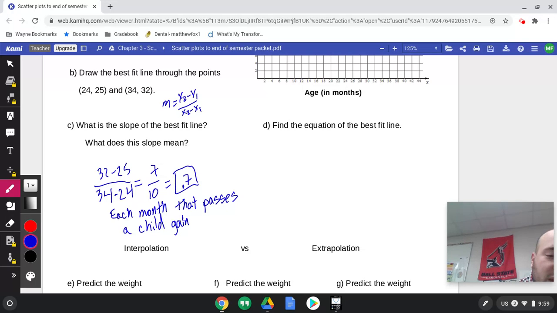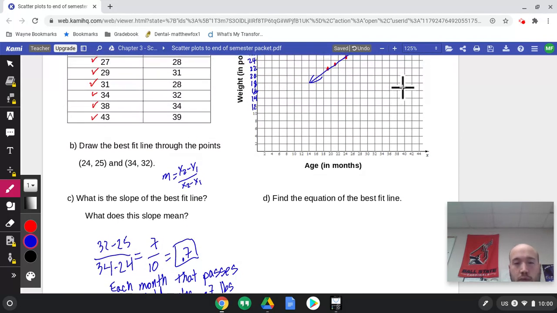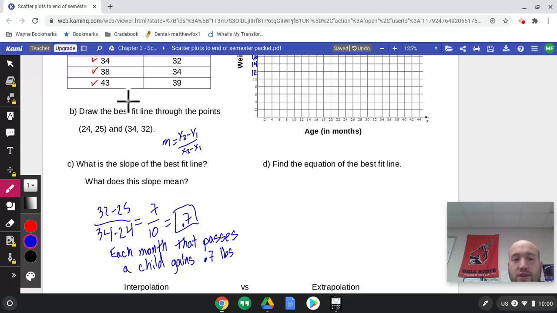Now, is that exact science? No, but this is kind of our estimation based on the data. It's our best fit line, so it's kind of an approximation of what we see happening. Okay, so now we need to plug that 0.7 in once again, and we'll do this y minus y1 equals m times x minus x1. So we got to find the best fit.